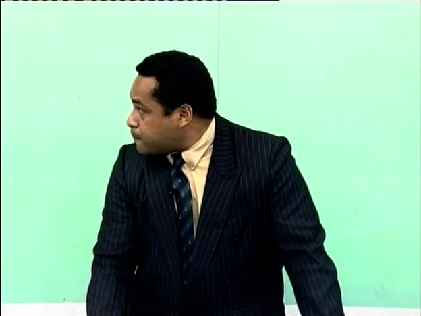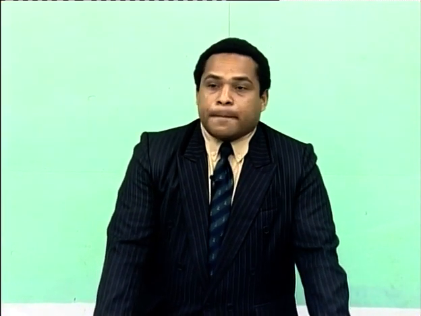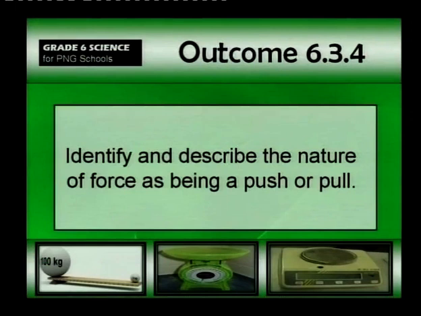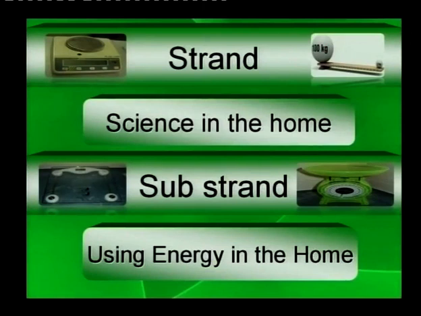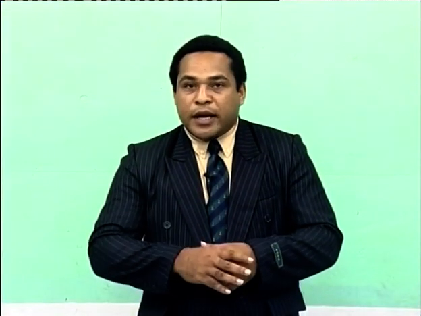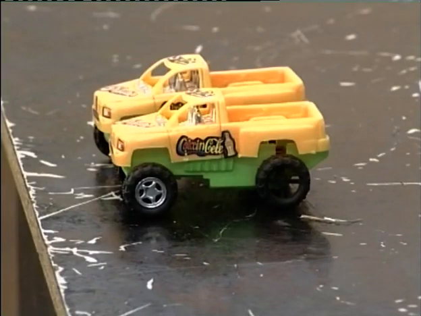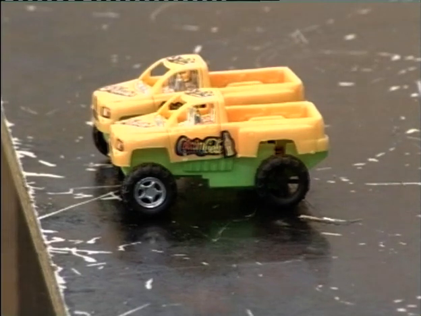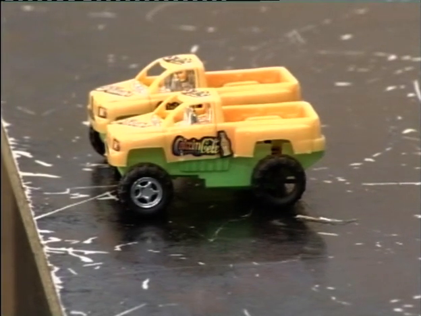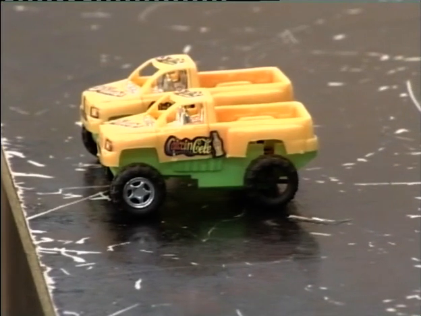Okay, let's move on. Receiving teachers and students and 6C, we are still looking at the same outcome, strand and substrand. Okay, receiving students and 6C, I have 2 toy cars on the table. I want you to look at the toy cars very carefully and closely, okay? And I'll ask you some questions.